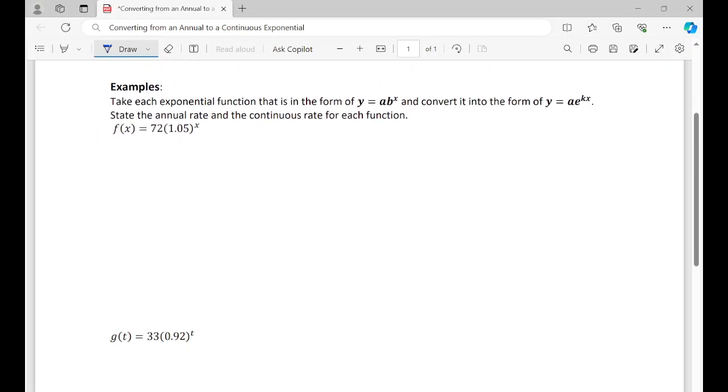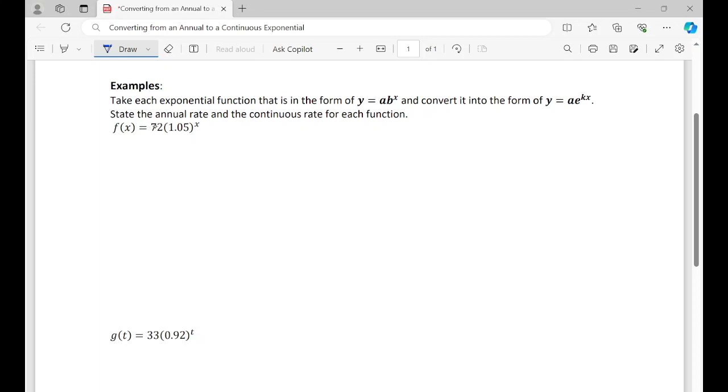So let's look at some examples. We're going to take each exponential function that is in the form of y equals ab to the x, and convert it to the form of y equals ae raised to the kx. We're also going to state the annual rate and the continuous rate for each function. So let's start off with this one.